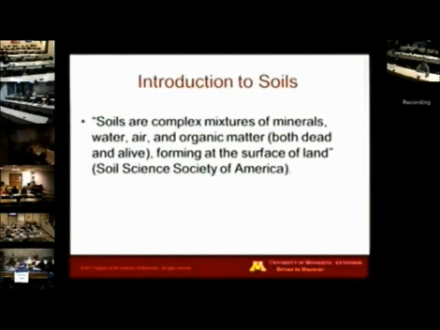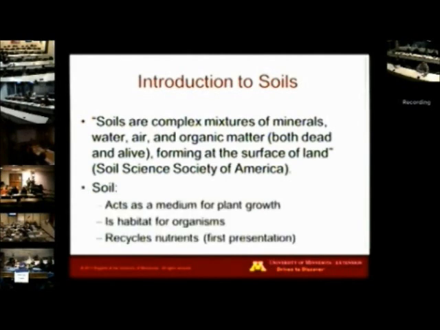So first of all, this definition comes from the Soil Science Society of America. Soils are complex mixtures of minerals, water, air, and organic matter forming at the surface of land. So what does soil do? Well, it acts as a medium for plant growth, and part of its duties would be anchoring the roots, supplying water, providing air for plant roots, and it also supplies minerals for plant nutrition. And it's a habitat, of course, for organisms. There are a lot of microorganisms present in the soil, and it's also involved in recycling nutrients, and Ben discussed that during the last session.